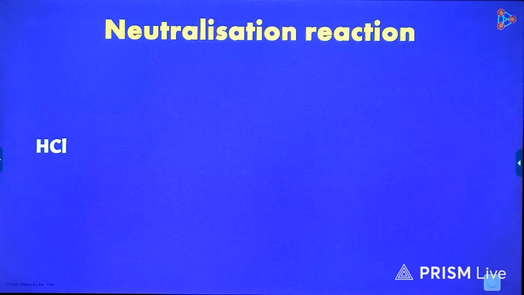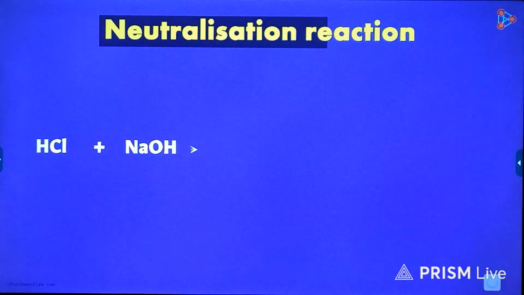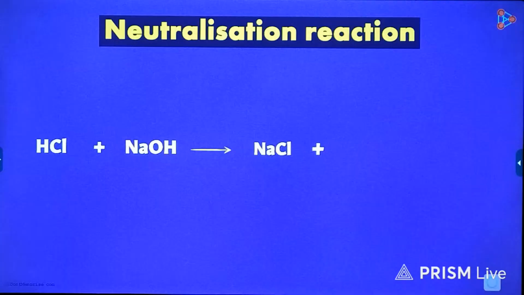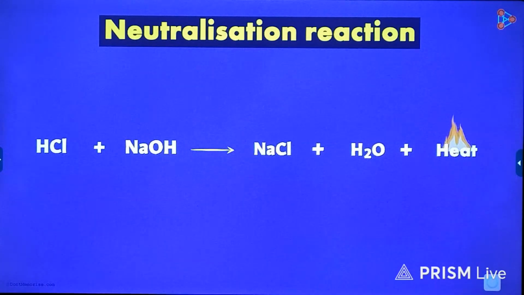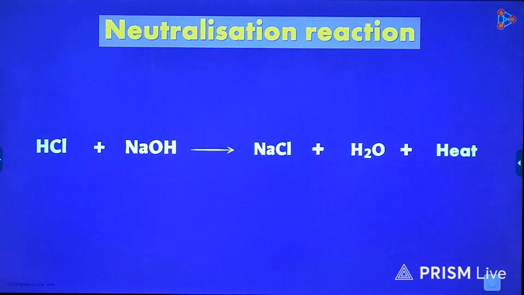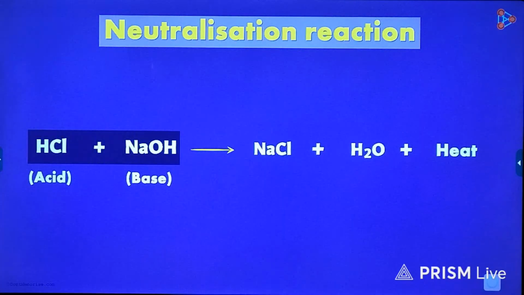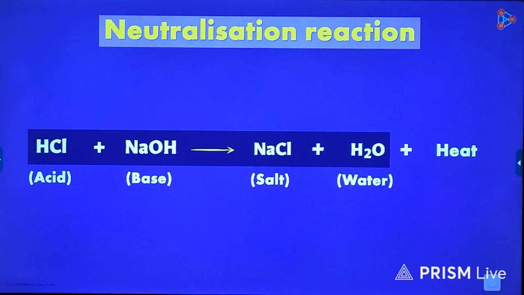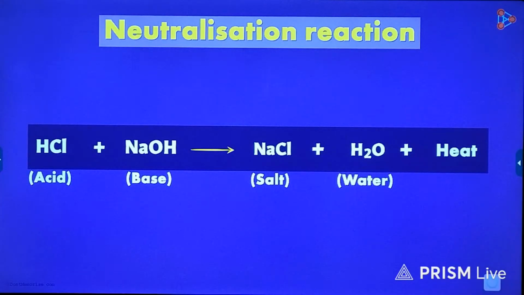If we take hydrochloric acid and combine it with sodium hydroxide, then the neutralization reaction gives us sodium chloride, and water is obtained as a byproduct. The reaction also liberates a lot of energy in the form of heat. This is how every neutralization reaction works. Acid and base combine to give salt and water with heat generation.